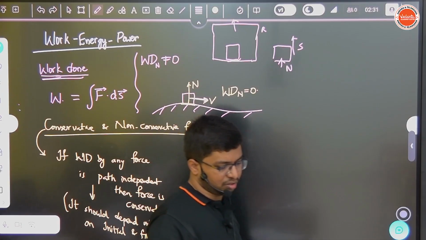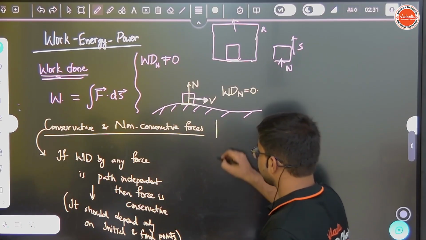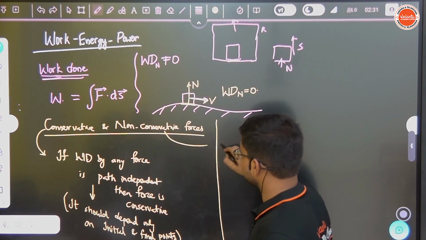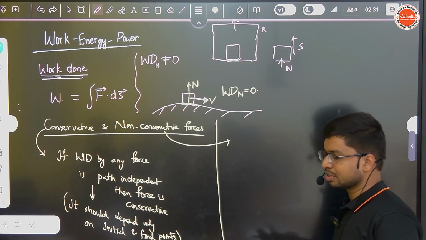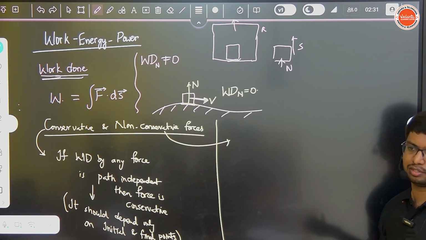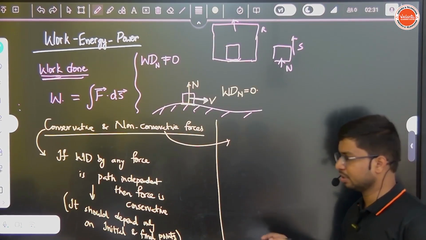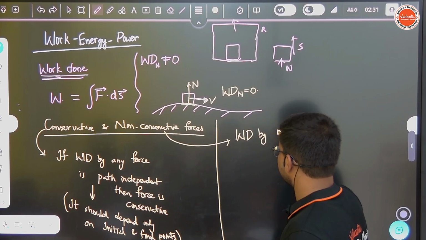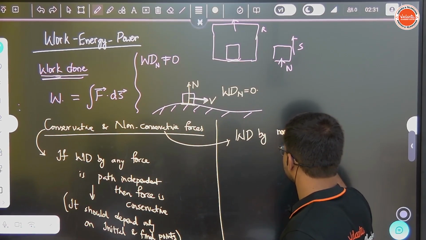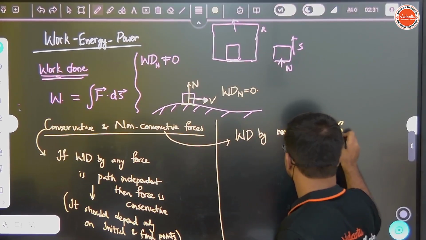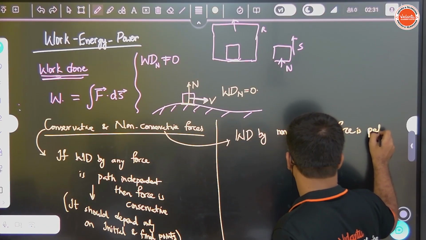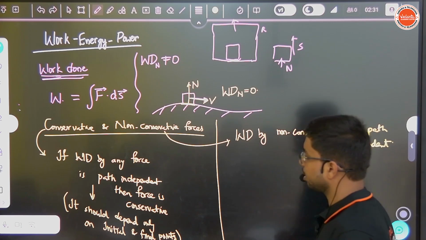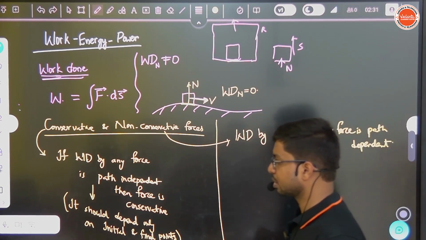Here, initial and final points. Then come to the non-conservative forces here. Non-conservative forces means it is path dependent, right? So work done by a non-conservative force is path dependent. Here, path dependent.